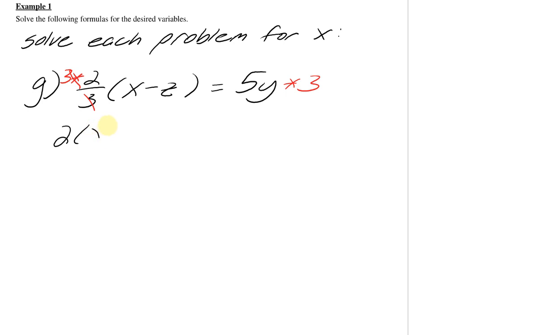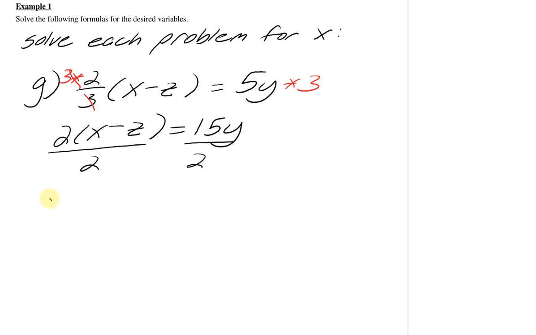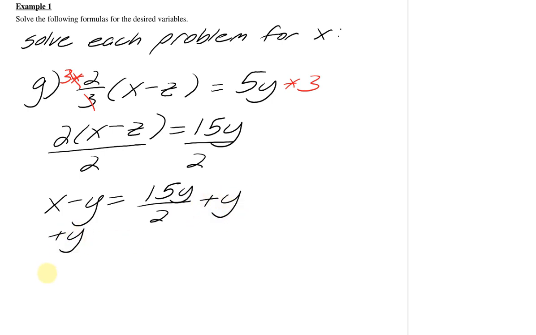So now I get 2 times x minus c, and this will equal, so 5 times 3 is 15. So there you go. Now, from here, you can really take either case. You can go ahead and distribute like I did in the last problem. I showed you how to do that. Or you could just divide by 2. Just for the sake of time, I'm going to go ahead and divide by 2, but you'd get the same thing even if you distributed. So now I've got x minus y equals 15y over 2, and then I can just add the y to each side. So now I've got x equals 15y divided by 2.